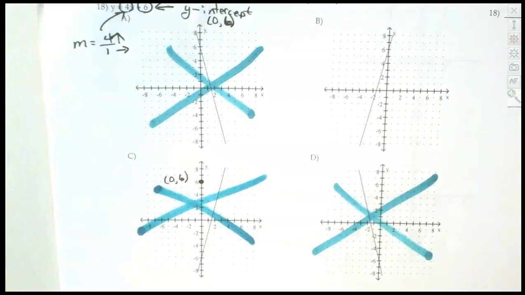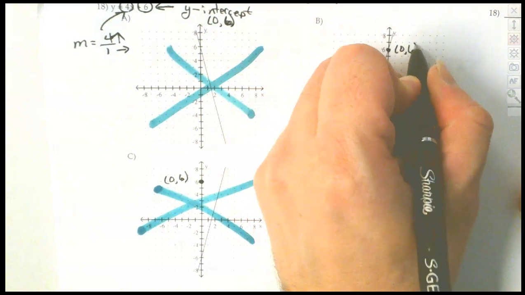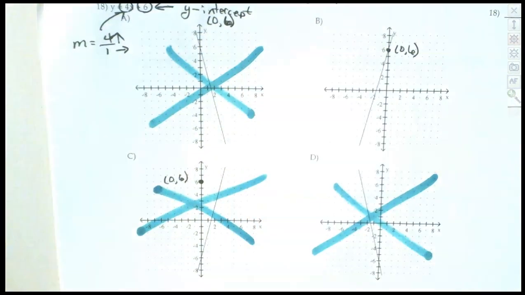What about B? Does B work? Yes. Why? Because right here is 0, 6, and it's on that diagonal line. So B is the correct answer. So I used process of elimination. I got rid of 2 of them because of the slope, because they were negative slopes and ours has a positive. And then I was able to get rid of C because it has a negative y-intercept, and our y-intercept was what? Positive. So that's why the answer is going to be B for question 18.